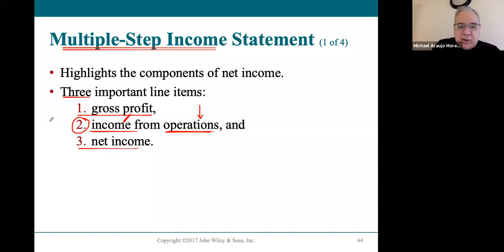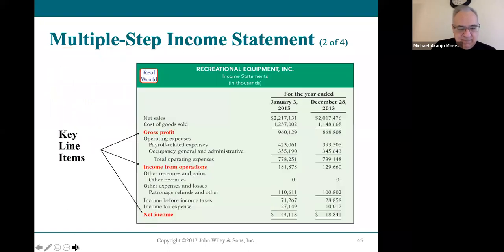So what this section tells you is what is the profit from them just selling their goods, which is what they do. And then they separate that other stuff from that, and they show that next. So the multi-step income statement, as you'll see, will tell you a lot more information about the core business and the other stuff that the business does. So let's get to it.